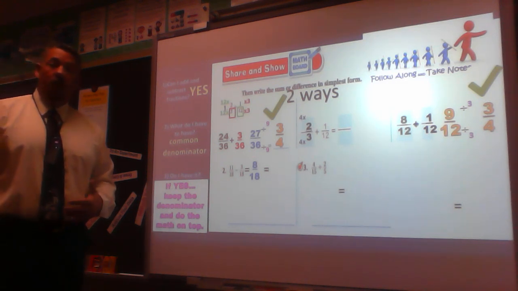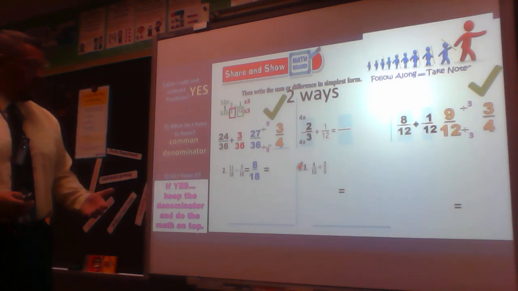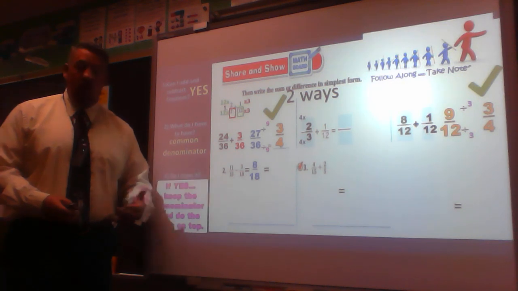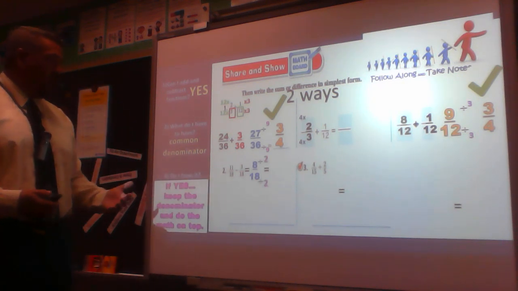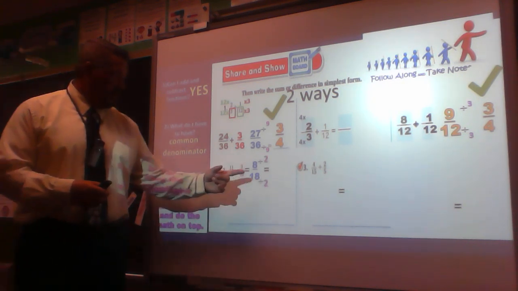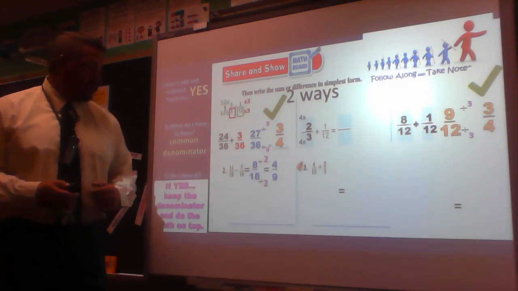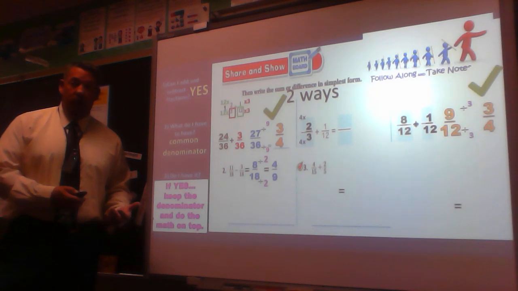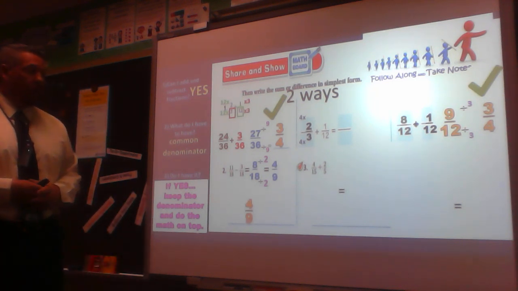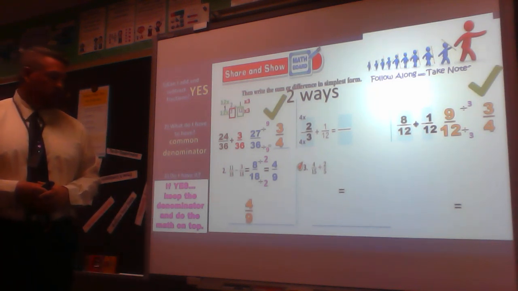So now I have to reduce. They're both even, and 2 is the only one that will go into it, so I'll reduce by 2's. 2 goes into 18, 2 goes into 8, then I end up with 4/9. 4/9 is as low as I can go, so I know that 4/9 is my final answer.